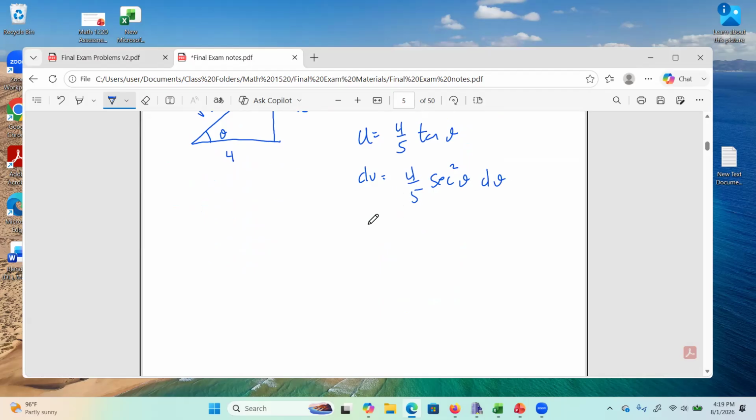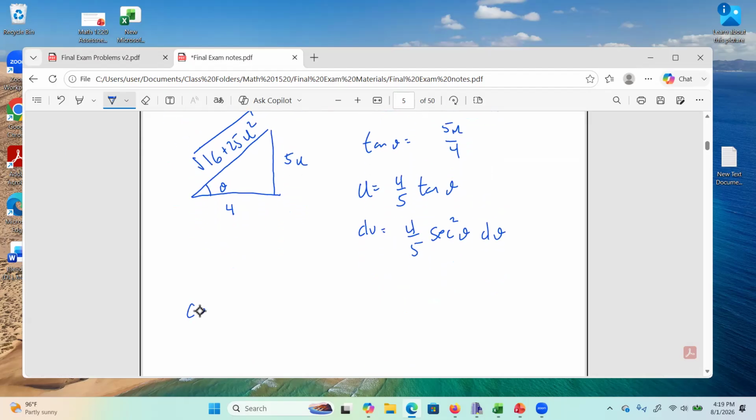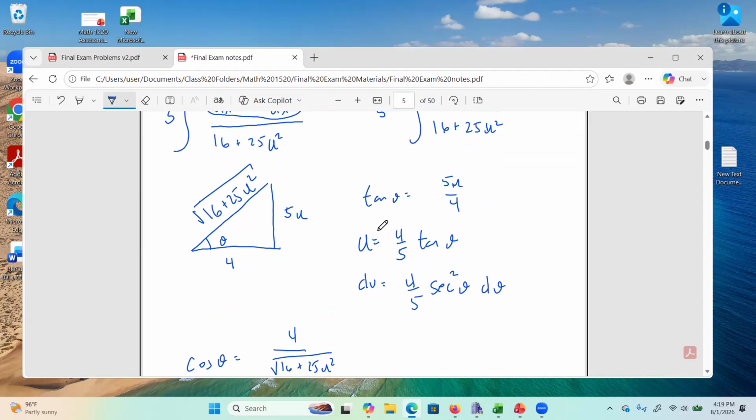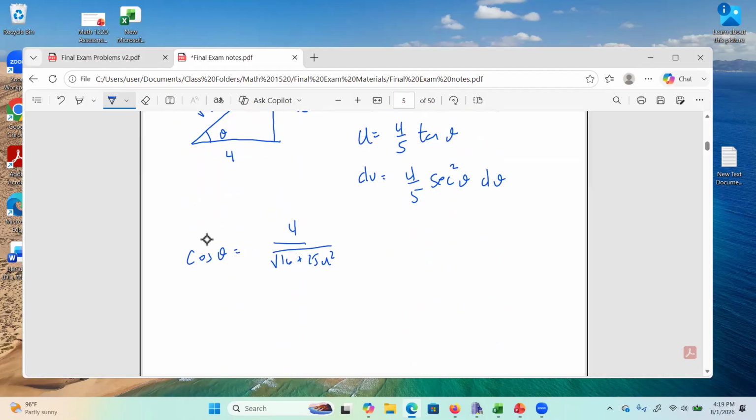As I'm looking at my triangle, cosine of theta is equal to 4 over the square root of 16 plus 25u squared. That's close, but not quite what I want, because I don't want the square roots down there. But if we square our cosine, cosine squared theta is equal to 16 over 16 plus 25u squared. That's what I'm looking for.